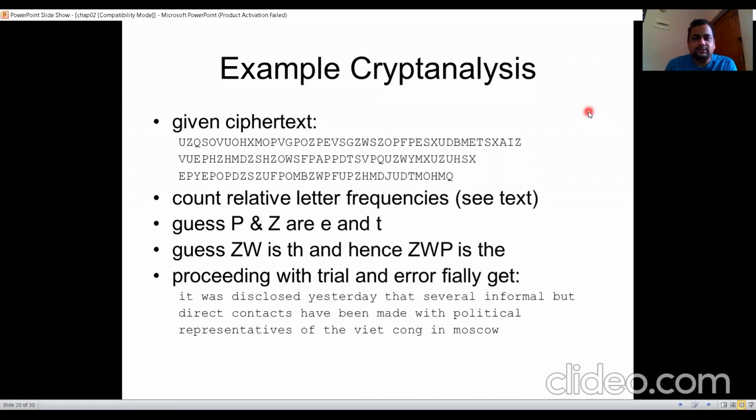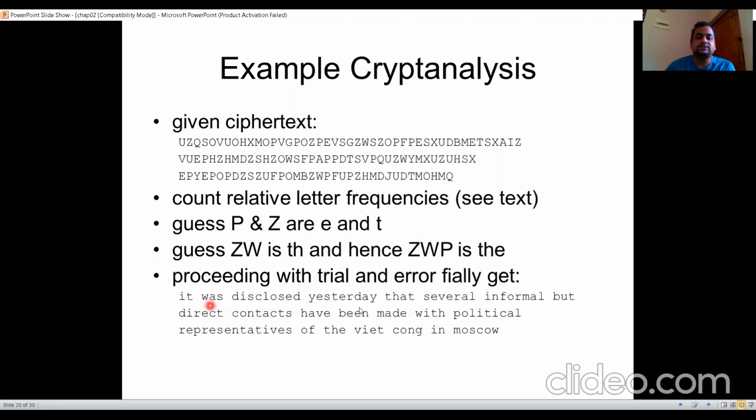Now let us consider this one is the ciphertext, and from this ciphertext we have to find the corresponding plain text. So by using a brute force attack, let us guess P and Z are E and T. Why? Those characters will be present the maximum number of times in that sentence, and ZW is TH, and ZPW is nothing but THE. So by assuming this concept, you can find out this plain text.